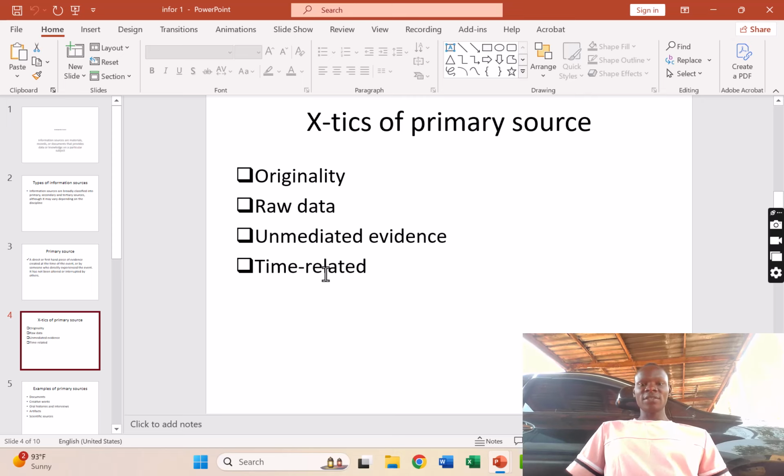Then the last one, time related. Time-related sources are closely tied to the moment in which they were created, making them especially valuable for understanding historical, cultural, or social context. It is real time. You understand if I say it like that. Like the cultural dances, if I'm to say. So those are the four characteristics of primary sources.